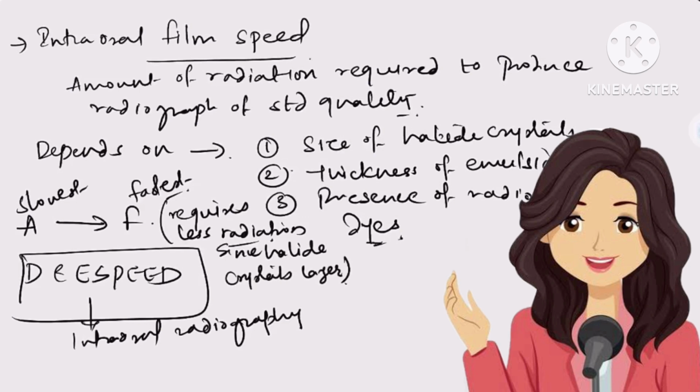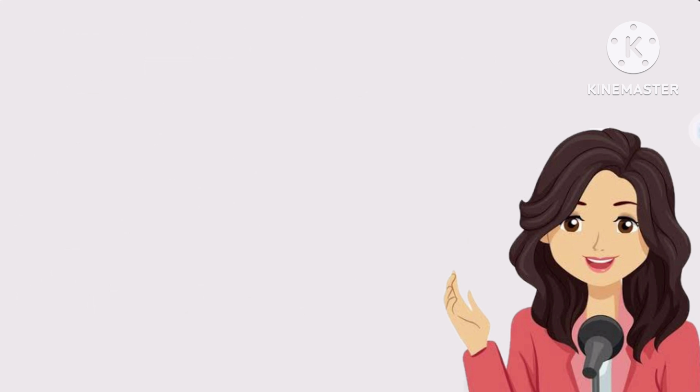Just correlate how this is going. The size of halide crystals, the speed of the film. When you take highest speed film, the radiation required will be low and the dose to the patient will be low. Therefore we use fast film speed, or we should use fast speed film. All right. Okay, so this is about intraoral film speed.